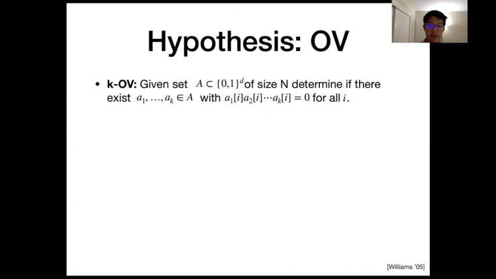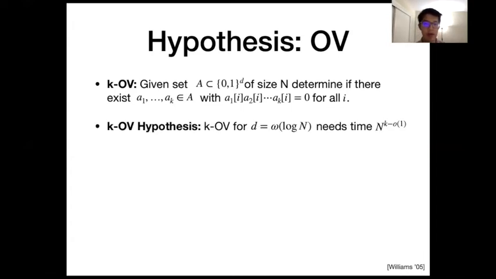We want to determine if there exist k vectors from A that are mutually orthogonal, which means that in every coordinate, the product of the vectors in those coordinates is 0, or equivalently, in every coordinate, one of the vectors is 0. So one way to solve this problem is to just do a brute force search over all possible k-tuples of the vectors, and this takes n to the k time. And the k orthogonal vectors hypothesis says that this is basically the best you can do.